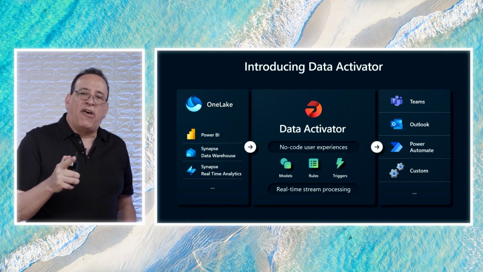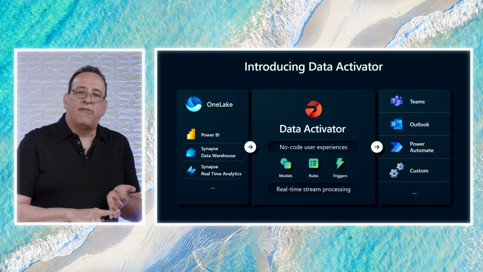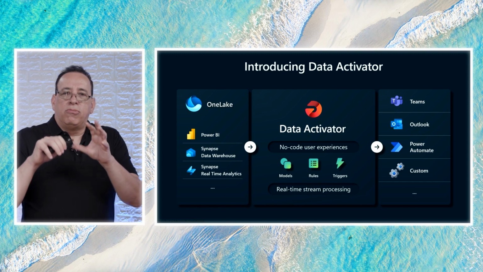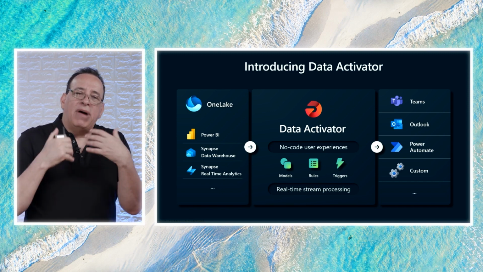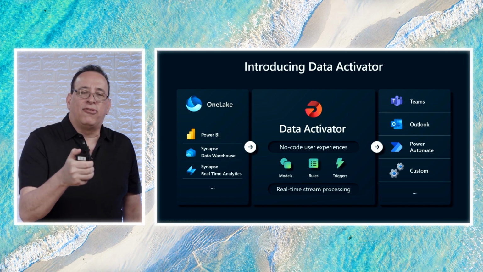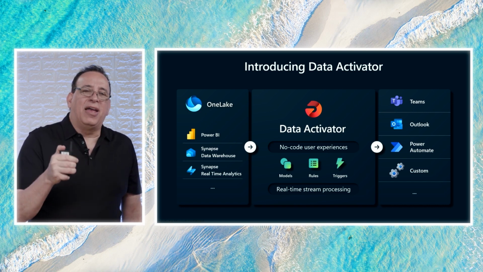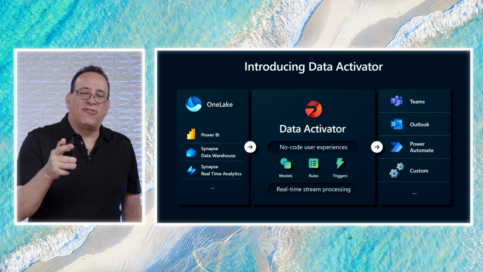And when something is found, we can notify a user, we can start a Power Automate flow, we can call a stored procedure or maybe an Azure function. This is a system that automatically takes action whenever something has happened that needs to be taken action on. So let's take a look for the first time. What is Data Activator? Let's run the video.